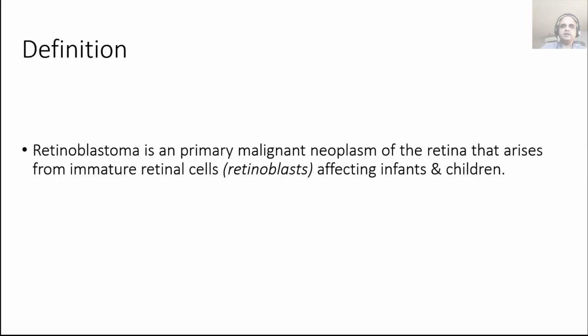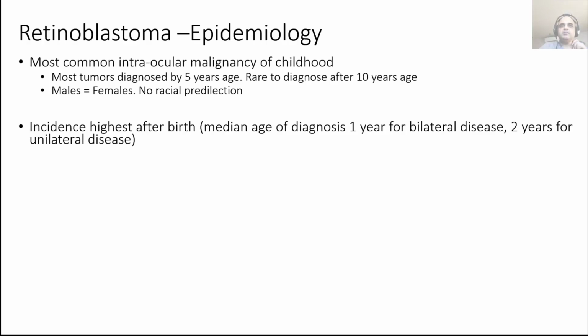So retinoblastoma is a primary malignant tumor of the retina that arises out of immature retinal cells, the retinoblasts, that affects infants and children. This is the most common intraocular malignancy of childhood. Most of the tumors are diagnosed by 5 years of age. It is very rare for this disease to be diagnosed after 10 years, simply because the child has either passed away or the disease was diagnosed before and some form of management had saved the child's life.